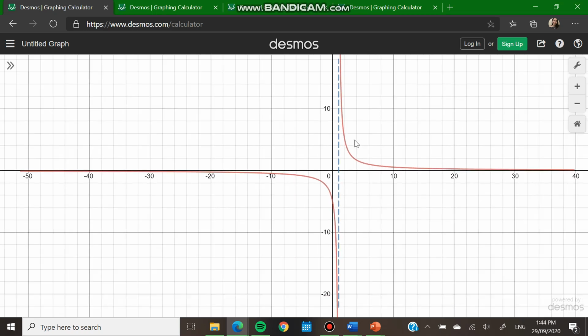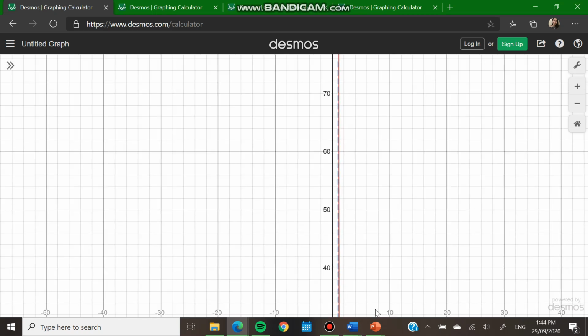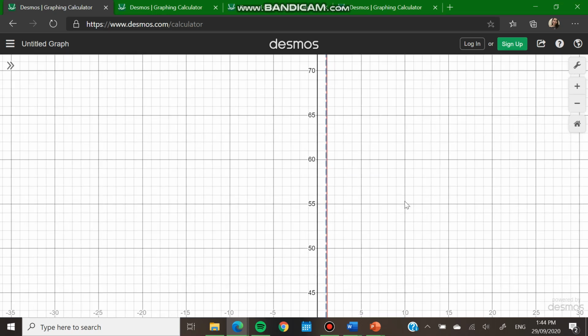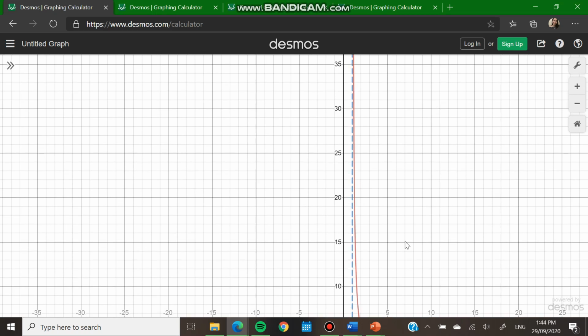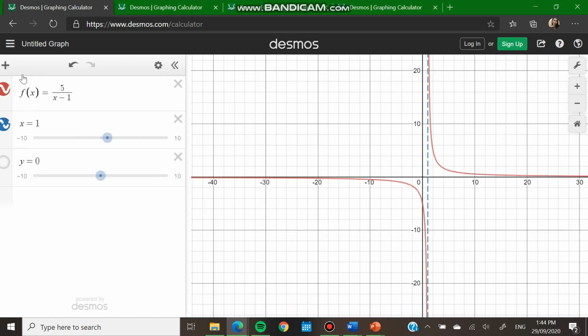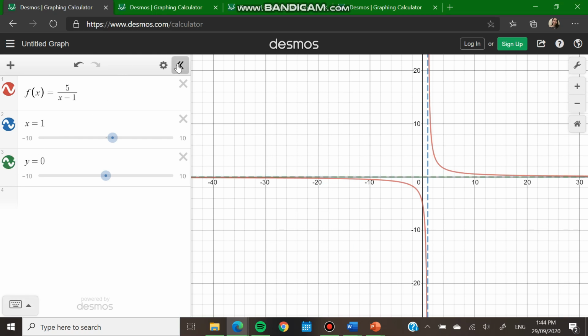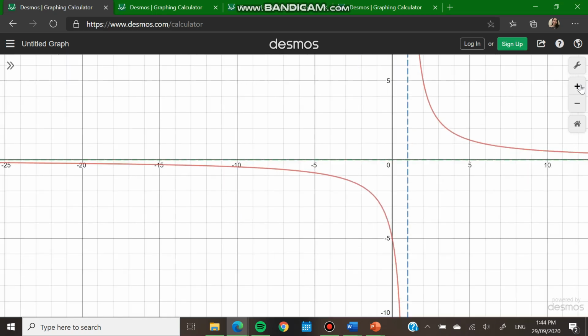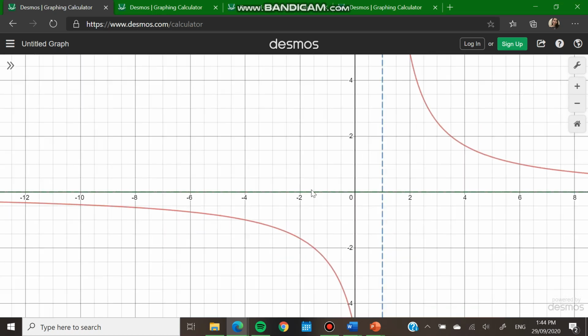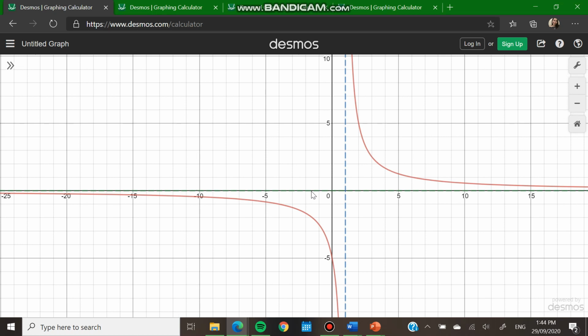As you can see, our function approaches this particular line, but if you zoom in, they will not intersect. And our horizontal asymptote is y equals 0. I hope you can see it clearly, but this green line right here is our horizontal asymptote. So that's it. You have the graph, you have the rational function, and these are our asymptotes.